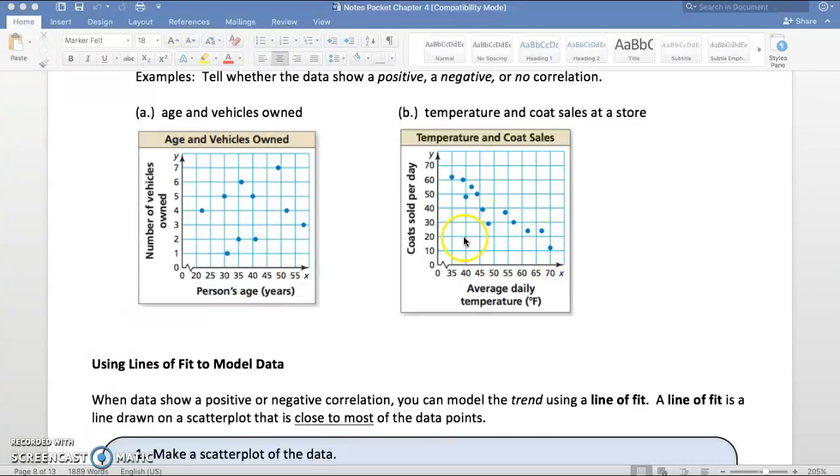So in that case, we would say that is a negative correlation. As one goes up, one goes down. That's a negative correlation. Okay, positive, remember, is both are going up. Negative, as one goes up, one goes down. And then no correlation is there's no relationship at all.